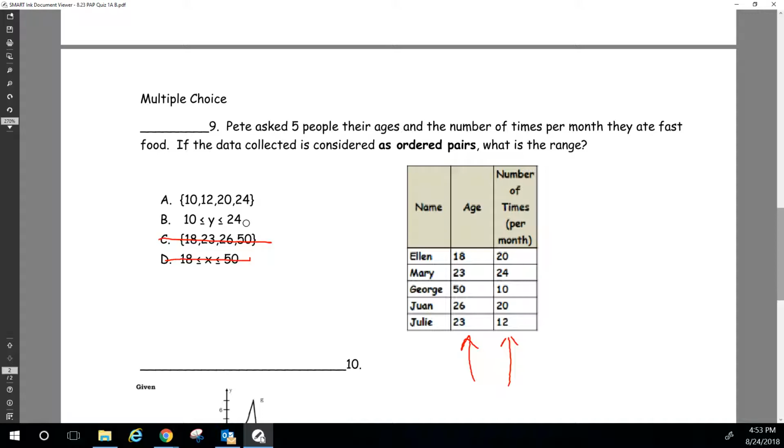Why isn't it this one here? And the reason is we are talking about times per month, right? So we can't eat at somewhere 10.5 times or 10.6 times. It's not a continuous function. This is discrete data. It's 10, 12, 20, or 24 times. So our answer here would be A.